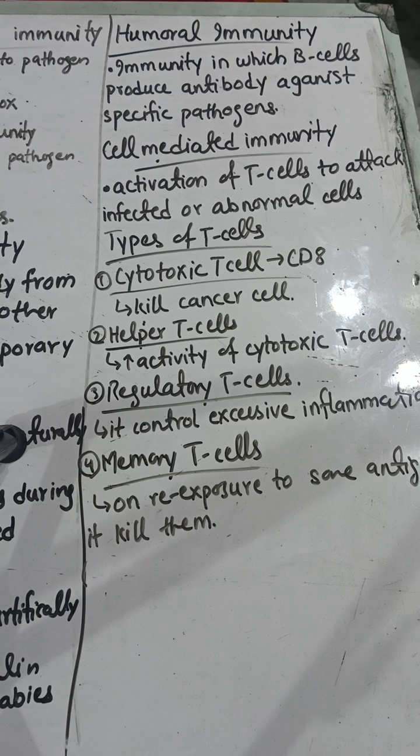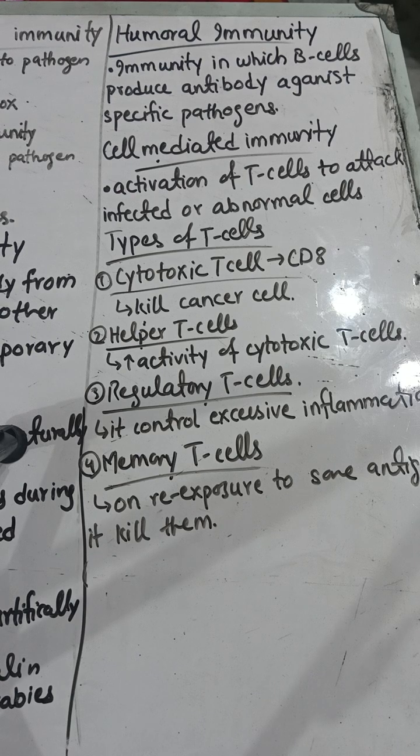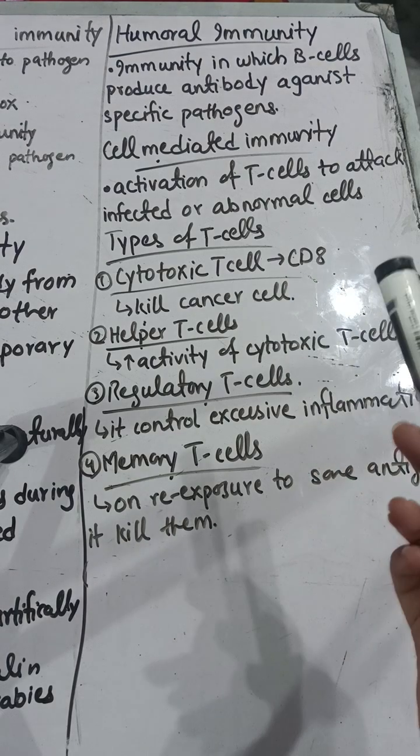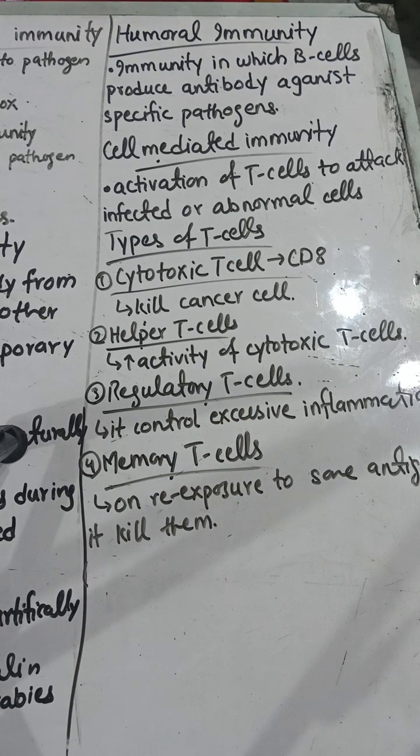So the next type is humoral immunity. It is immunity in which B cells produce the antibody against a specific antigen. In cell mediated immunity, your T cells will activate and kill or attack the particular abnormal or infected cell. There are some types of T cells, like I have given them.